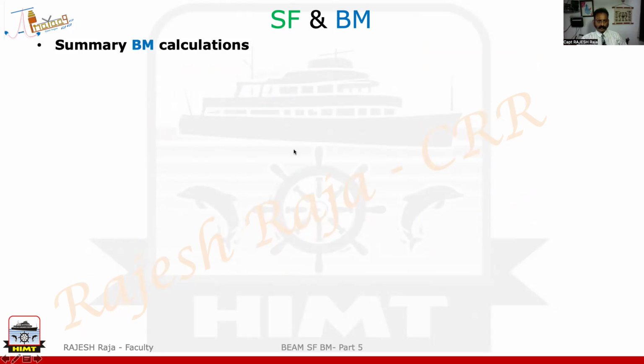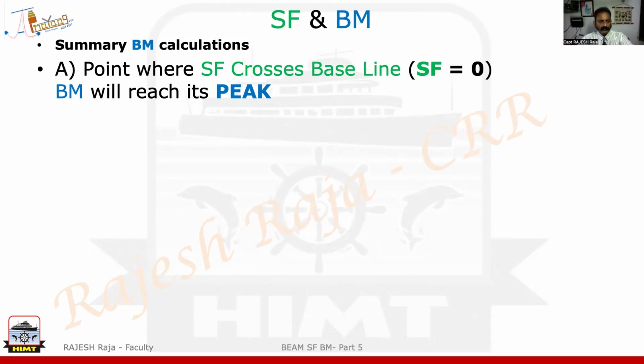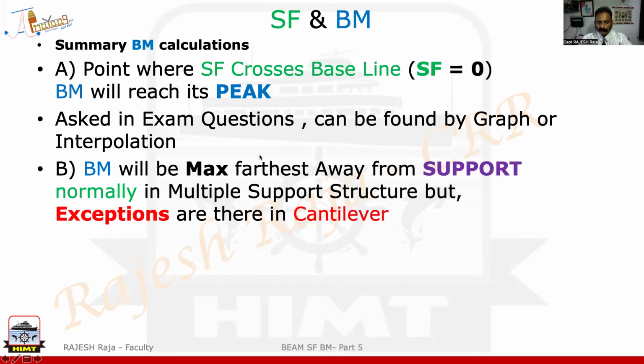I'll give you some more clues also. I'm going to give you more clues on BM. Why? Because as I said, BM is more confusing. This is a repeat. The point where SF crosses the baseline, BM is peak, and it is many times asked in the question to find what is the peak value of the BM and where it is occurring. So there are two ways of doing it. You can do by interpolation also, you can do by graph. Again, you have a choice. Please choose which is easier and which is valid for that question.